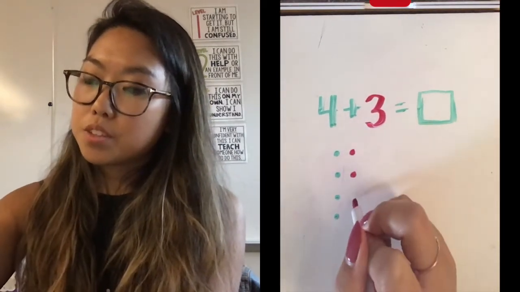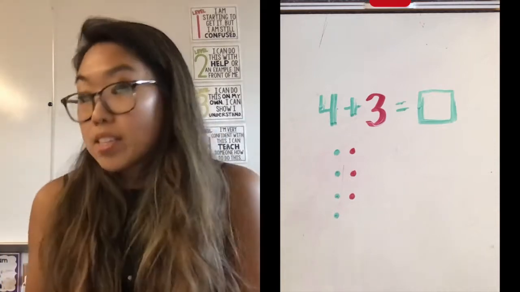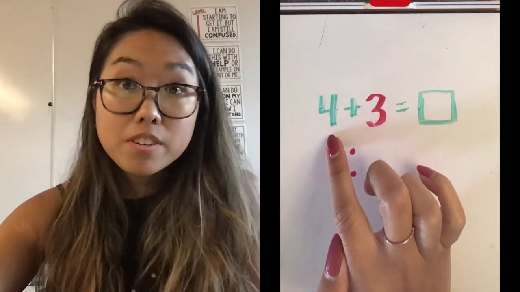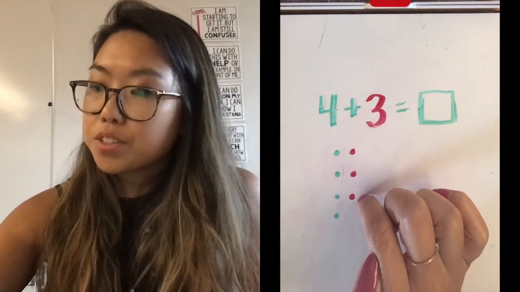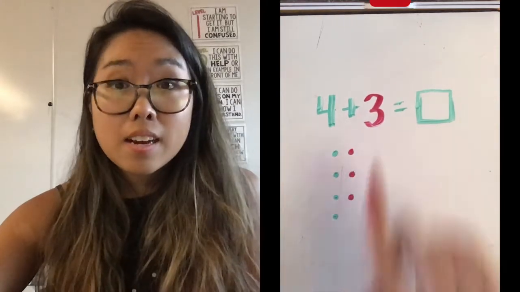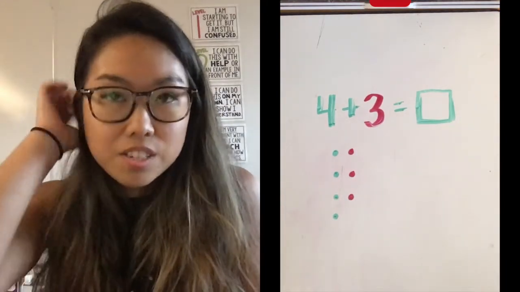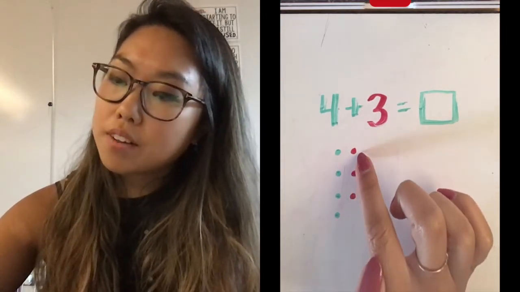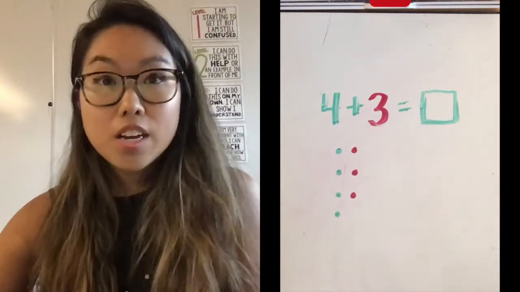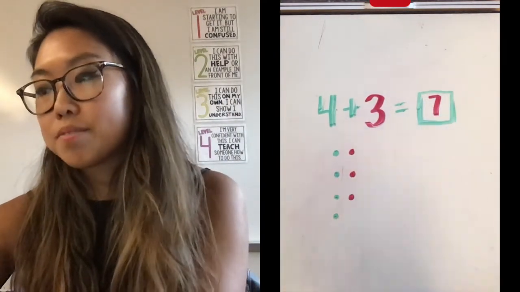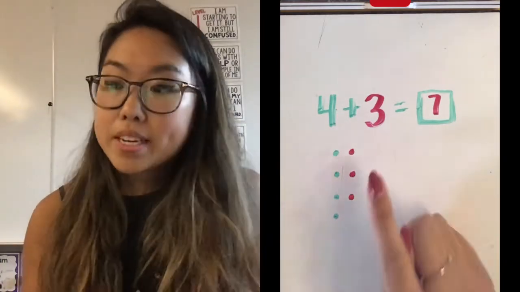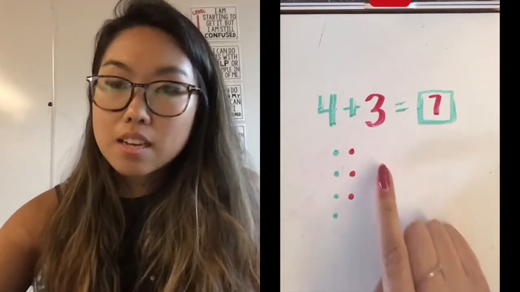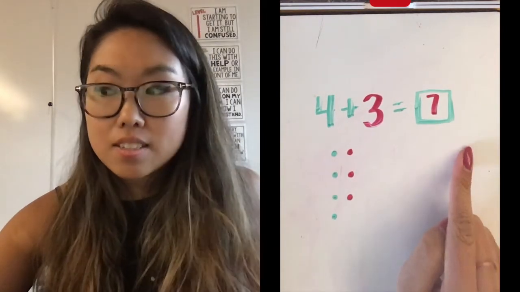1, 2, 3. Now I can double check my work. 1, 2, 3, 4. That matches my first addend. And I see 1, 2, 3. That matches my second addend. So now I can add them together to find my sum. 1, 2, 3, 4, 5, 6, 7. So my sum is 7. I know my answer is correct because I can see from my picture I have 4 dots plus 3 dots, and when you count them all together, you get 7 dots.